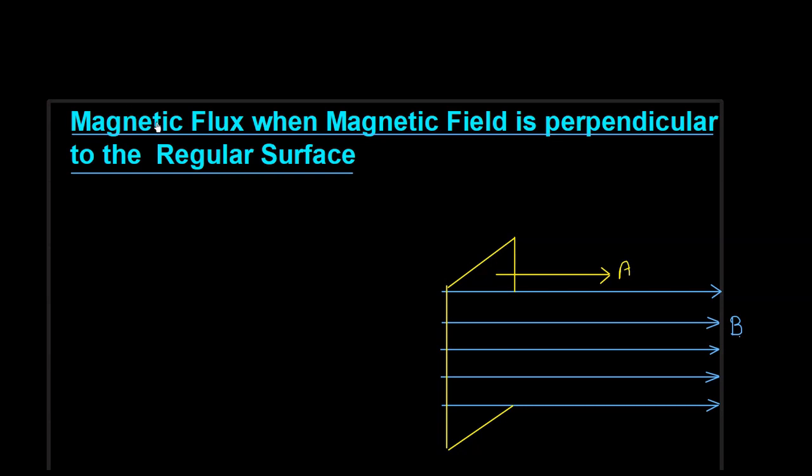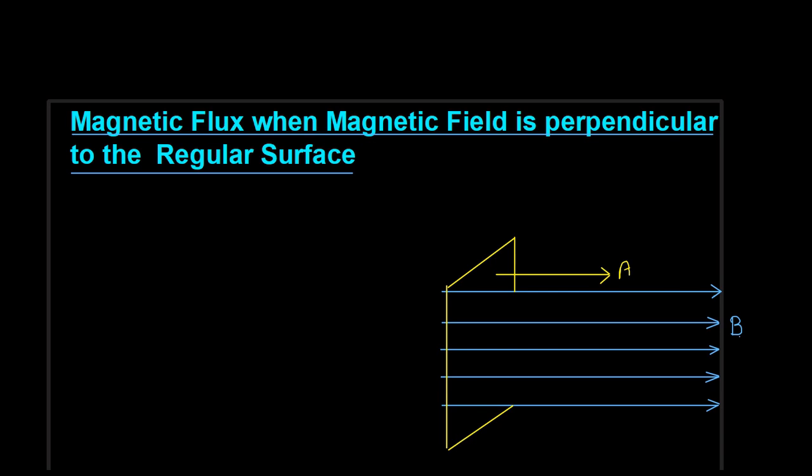Magnetic flux when the magnetic field is perpendicular to the regular surface. Consider a uniform magnetic field B which passes normal to a plane regular surface of area A, represented by the area vector A. In this, magnetic field B is parallel to the area vector A.